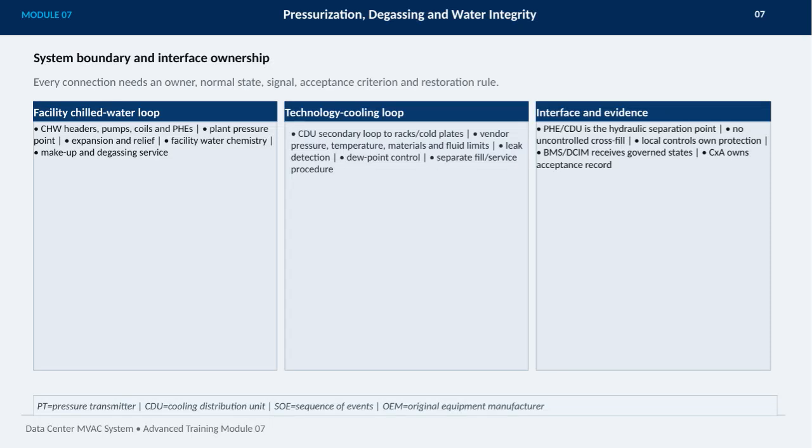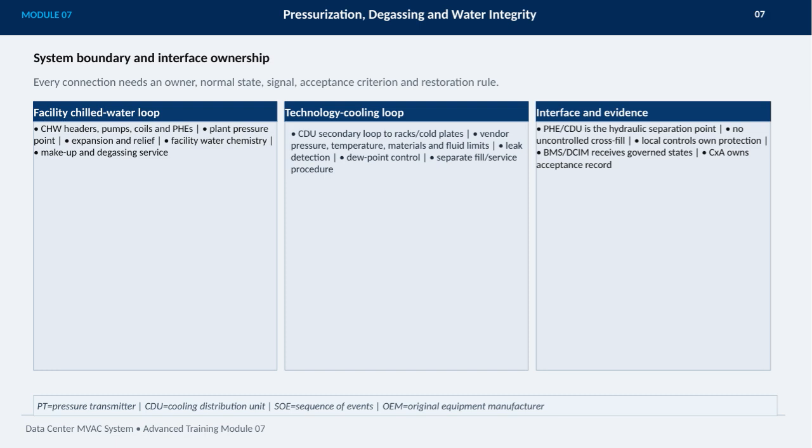In this module, we focus on pressurization, degassing, and water integrity within data center MVAC systems. A key principle here is that every connection must have a clearly assigned owner, along with defined normal operating states, signals to monitor, acceptance criteria, and restoration rules.